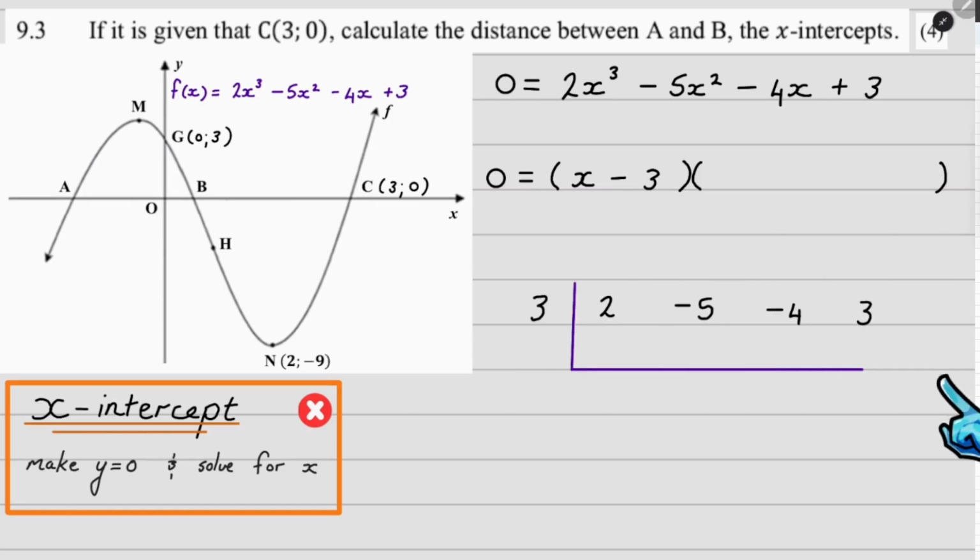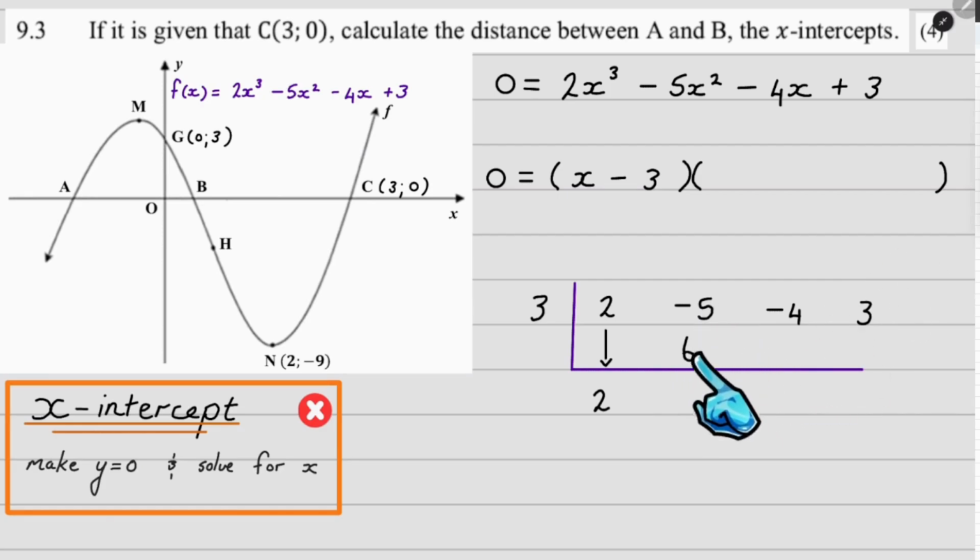Okay, now we can actually start with synthetic division. So the first thing I do is I bring this 2 down outside the box. After I bring it down, I multiply these two numbers. 2 times 3 gives me 6, and I put that number here.